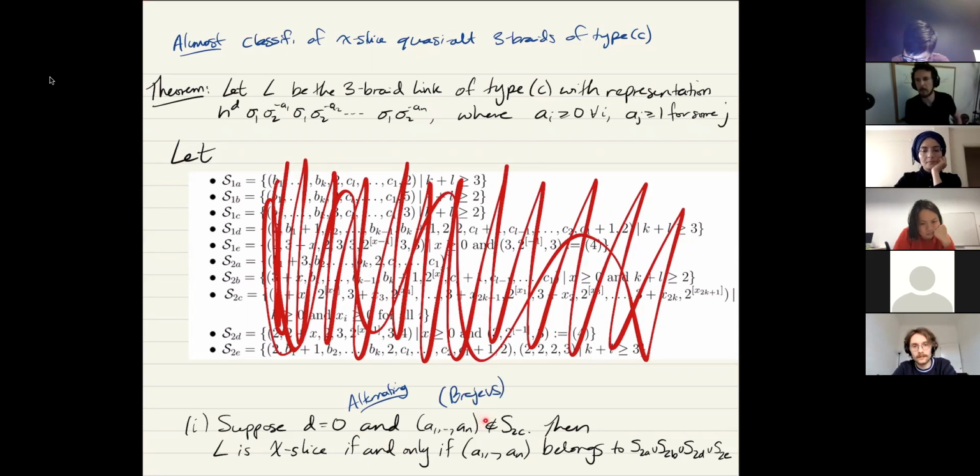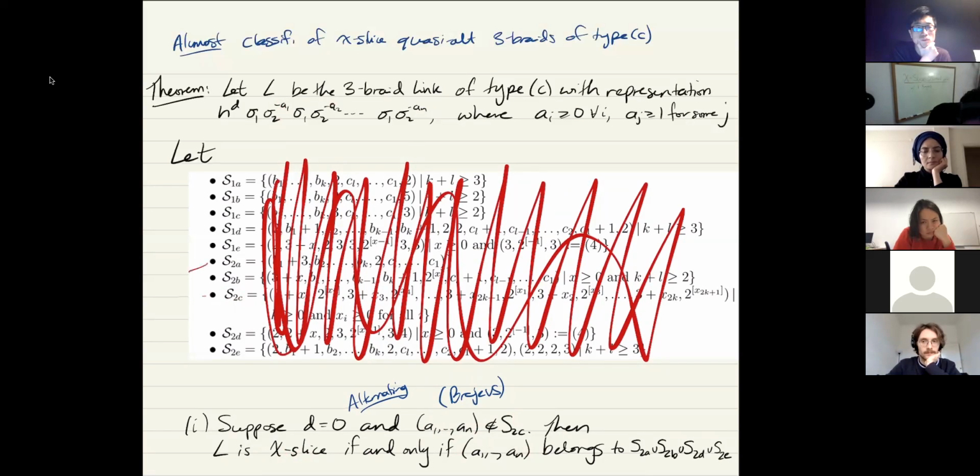And he put out a paper on arXiv, I don't know, November, December, where he talked about this case. The statement is, if D is 0 and this string of integers, so these are the exponents in my representation, if these exponents do not belong to this set, that's sort of the first condition. So I just want it to not belong to this set. Then there's a full classification. Then we could say L is chi-slice if and only if that string belongs to one of these others.